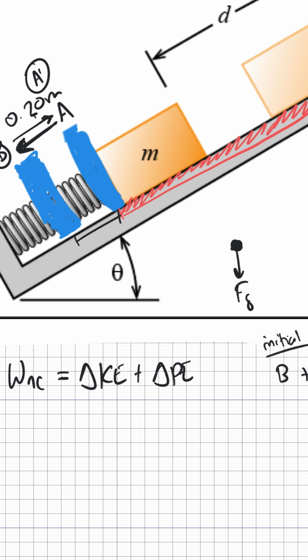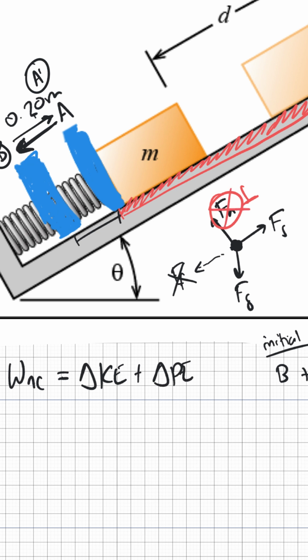From B to A prime, we've got gravity. Friction would be here, but we don't have that, so we're not worried about that. We've got a normal force going this way, and we've got a force of the spring going this way. These are the terms we need to think about. We're not worried about the normal force because it's perpendicular to the movement, so that doesn't give us any work.